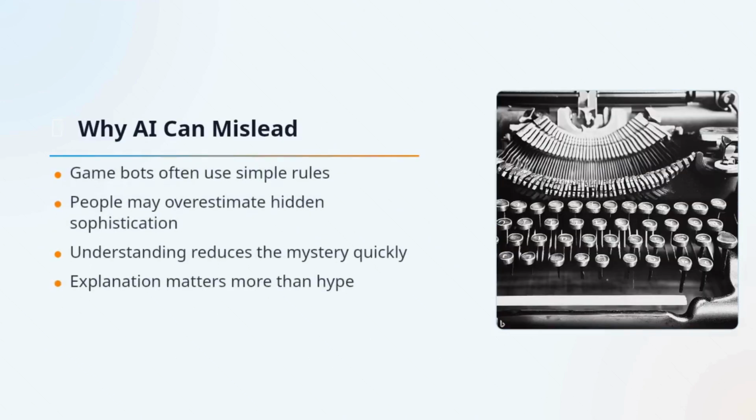A nice example is computer game bots. Many of them are built from plain if-then rules, but if they keep the game interesting, we may assume they are far more advanced than they really are. Once we understand the mechanism, the mystery reduces. So one key idea is this. AI often feels magical only until someone explains the trick properly.